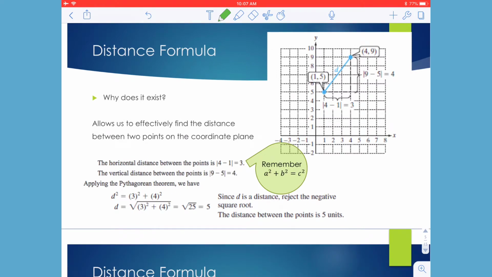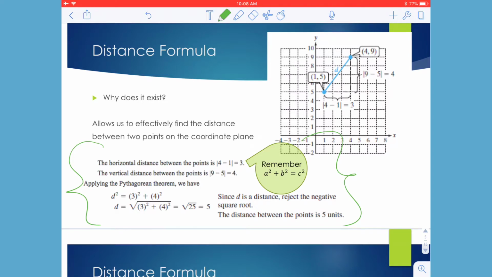Now moving forward, we're going to talk about something called the distance formula. So we're kind of switching gears here. When we think about the distance formula, it essentially exists because it allows us to effectively find the distance between 2 points on the coordinate plane. All of this information that I have right here, I've put in braces. This is kind of the background information, more about the proof. In the next slide, I'm going to give you the actual formula.